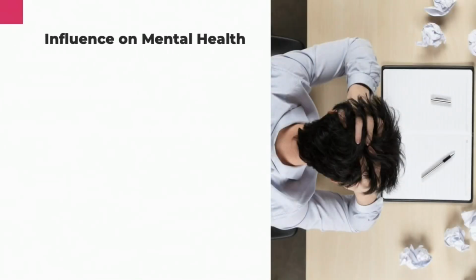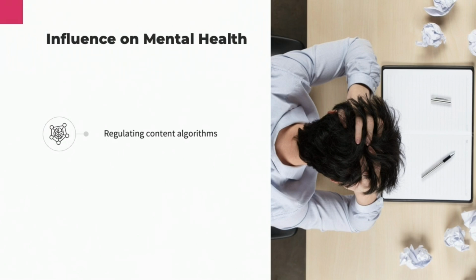It can also have an influence on mental health. Regulating the algorithms that curate content on social media and other platforms is crucial in order to prevent the promotion of addictive or harmful content. This might involve implementing checks to prevent the amplification of extremist views or unhealthy behaviors. Regular assessments of the impact of AI-driven platforms on mental health are also needed. This includes research collaborations with mental health experts to understand and mitigate negative impacts.